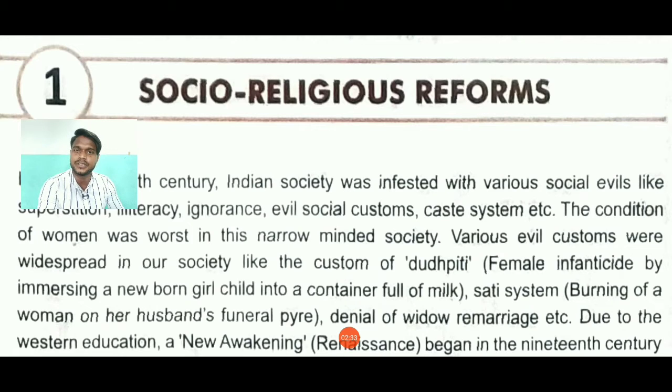So now let's focus on the topic here. The socio-religious reform says that in the 19th century, or you can say at the start of the 19th century, Indian society was infested with various social evils like superstition, illiteracy, ignorance and other bad mentality. Apart from that, ill customs and social customs were making India go backward into classes, and the caste system also. The caste system means the system which was dividing groups of people in the name of their caste. So this whole lesson depends upon a very good theory where we are going to understand how India changed and what India was in the ancient time.